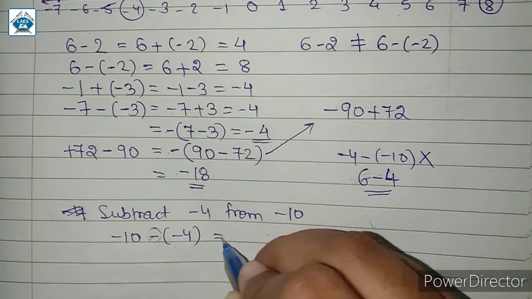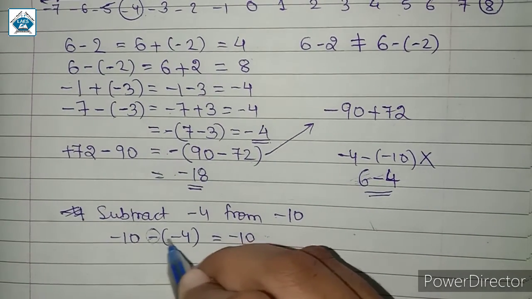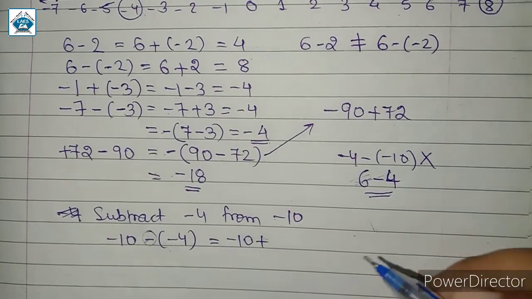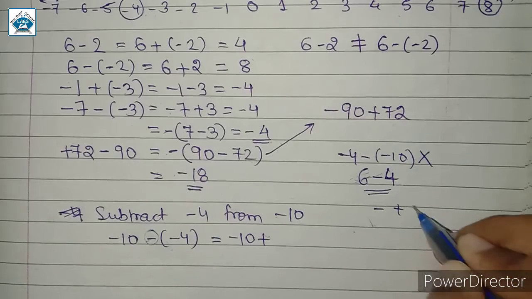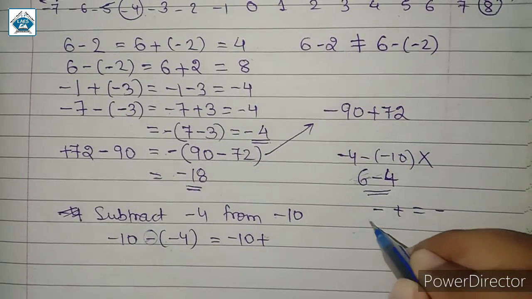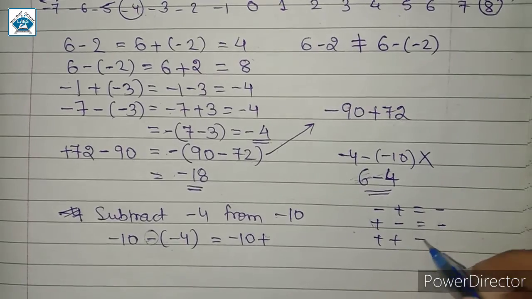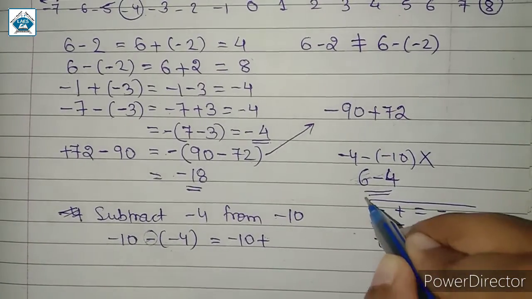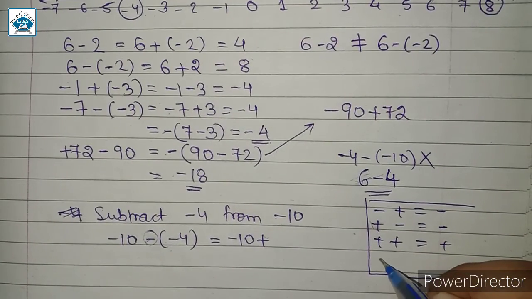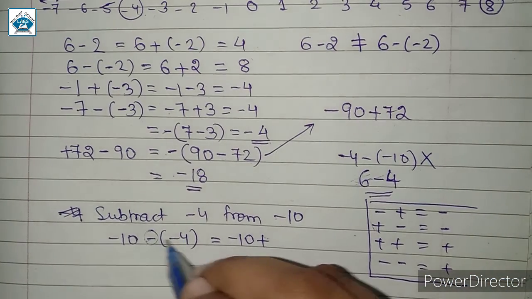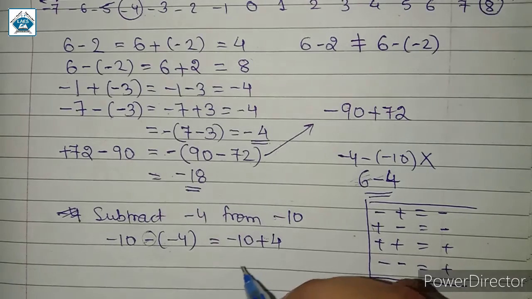So how will we solve this? Here -10 will be as it is, minus into minus we get plus. Okay, minus into minus is plus, minus into plus is equal to minus, and plus into minus is also equal to minus. Plus into plus is equal to plus. These are the basic rules. So here it is minus into minus, which is also equal to plus. So here minus into minus we get plus 4 as it is.